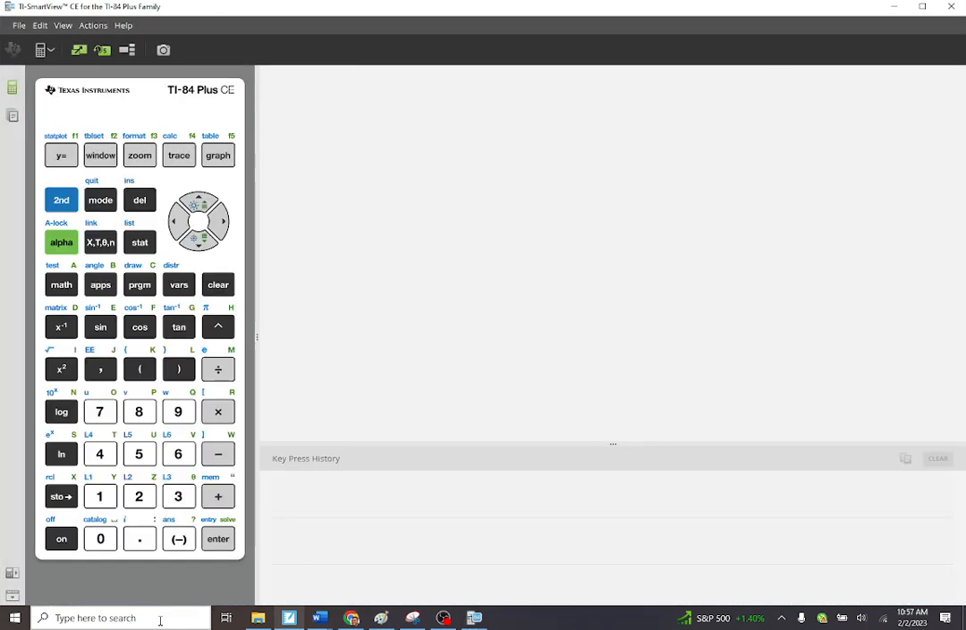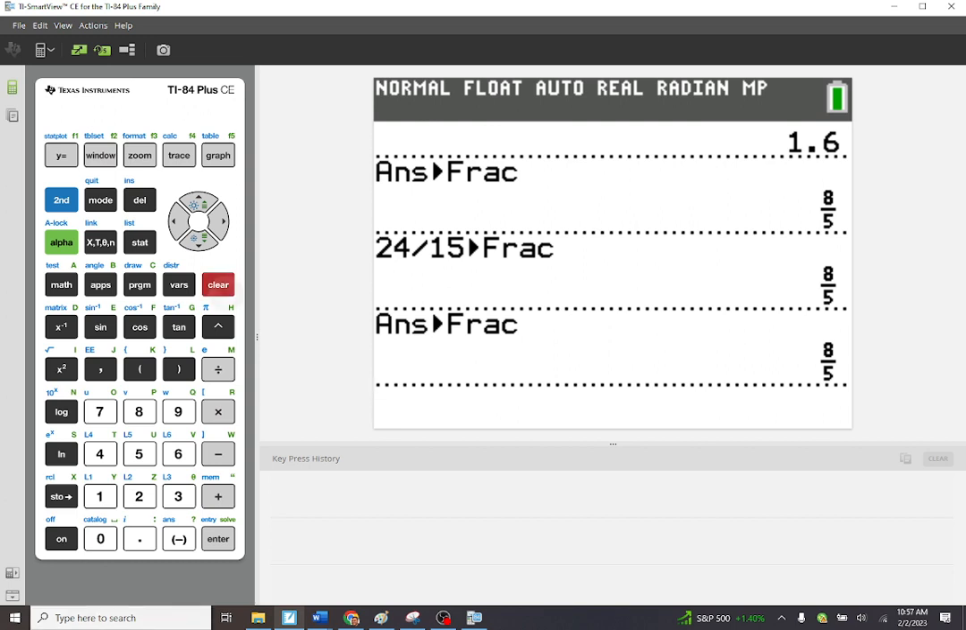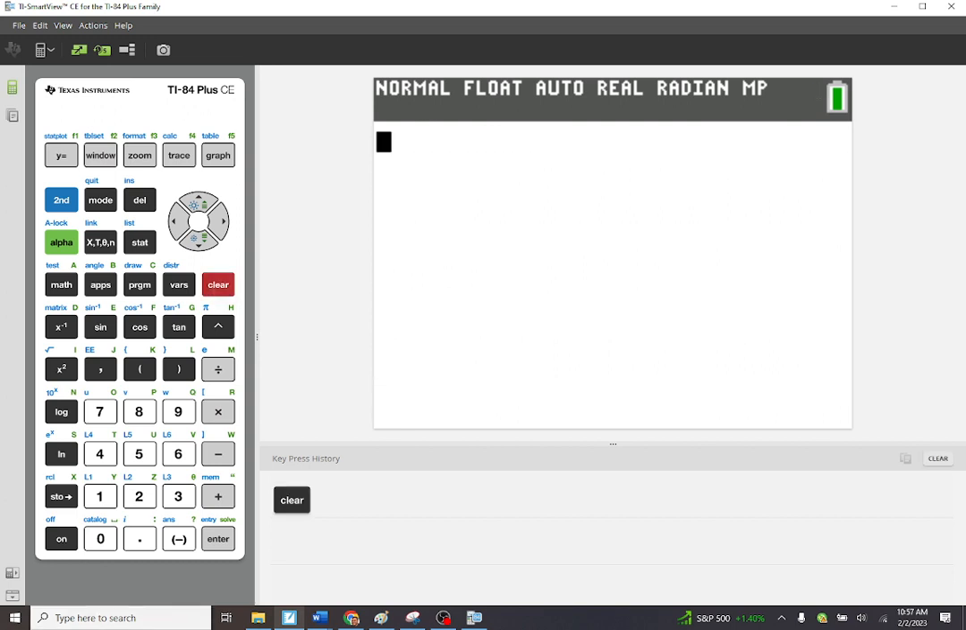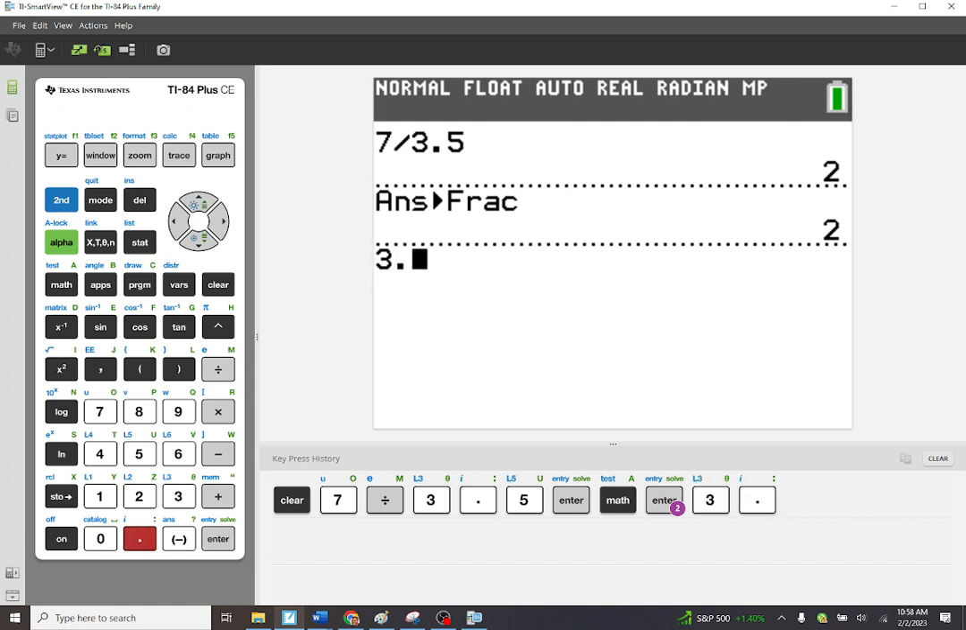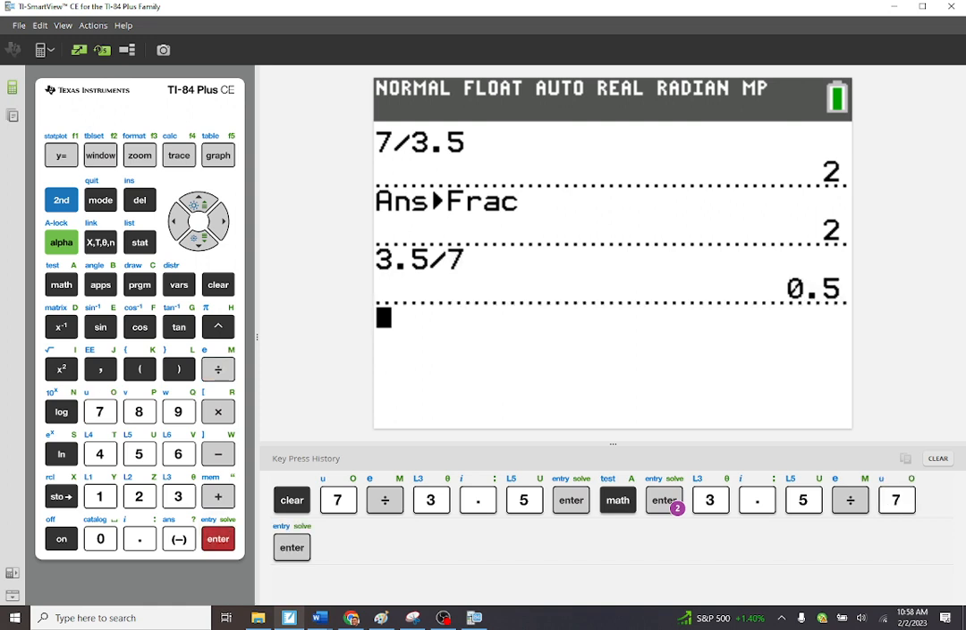Oh, and I want to show you how to do it in the calculator if you want a fraction. For example, you had 7 divided by 3.5. Hopefully you could tell that's 2 over 1, but just in case, you click math and then frac. And it'll change it to a fraction. Oh, that's a whole number, that's why. So let's say you had 3.5 divided by 7. You got 0.5, a decimal. If you wanted a fraction, you put math frac and it will change it to a fraction. Only do that if you're desperate.